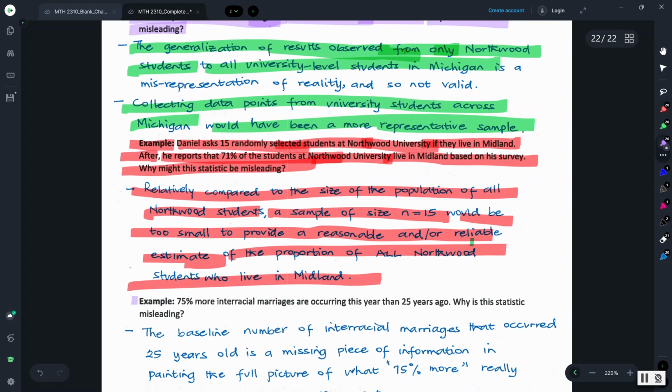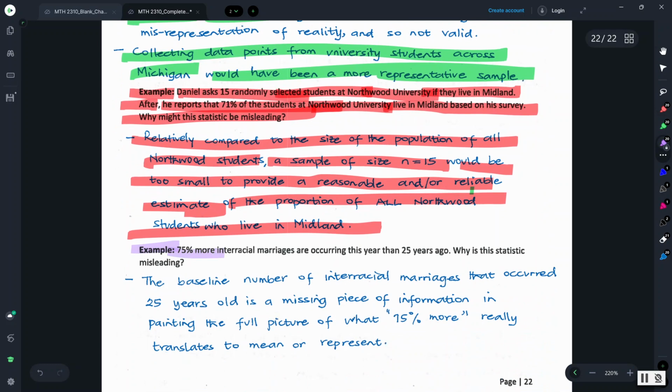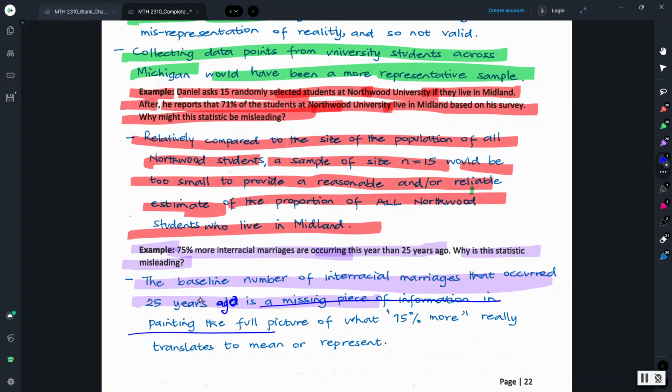Then next, we proceed to the last example for this chapter. 75% more interracial marriages are occurring this year than 25 years ago. Why is this statistic misleading? Well, in this case, the baseline number of interracial marriages that occurred 25 years ago is a missing piece of information in this report. Because, for example, if 25 years ago it was just 2, then if it has increased to approximately about 3.5, that is 75% more. The use of 75% more makes it look like there has been a huge jump. So this is more of a dramatic representation of facts.